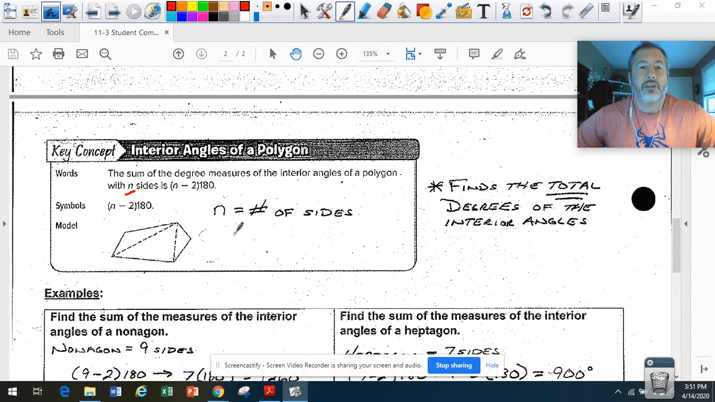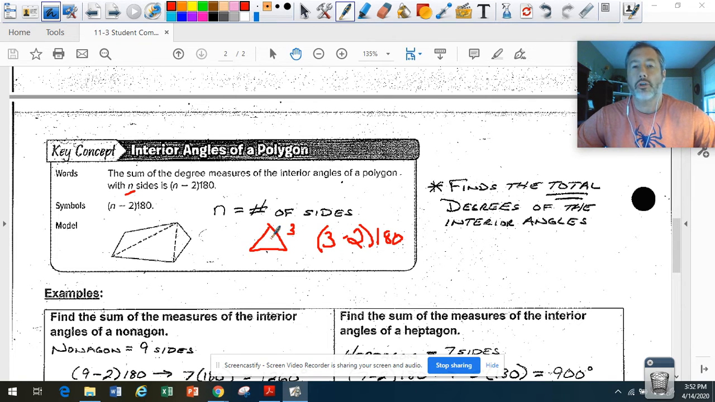Let's just start with a triangle as our example here. We know that a triangle has 3 sides. So if we plug this into our formula, we'll have parentheses, 3, that's the n, our number of sides, minus 2, this is always our constant, it's always minus 2, times 180. So 3 minus 2 is 1, 1 times 180 is 180 degrees. So no matter what type of triangle you have, there's going to be a total of 180 degrees.